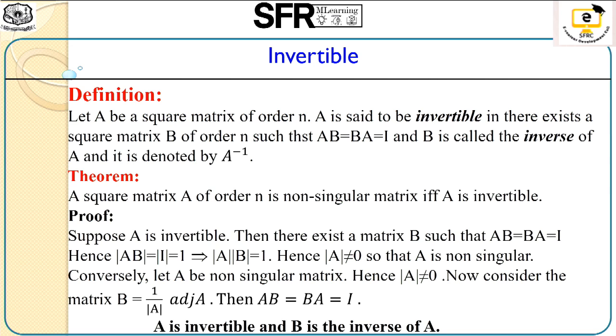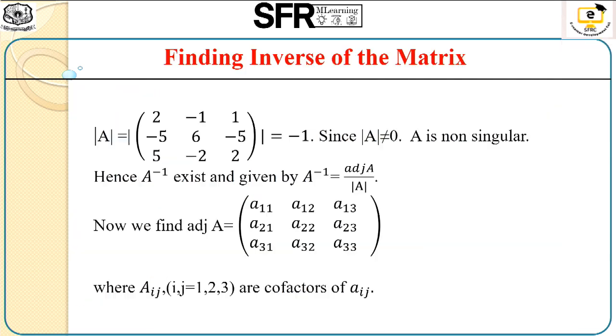Conversely, let A be a non-singular matrix, and hence determinant A is not equal to 0. Now consider the matrix B, that is the inverse of A, which is 1 by determinant A into adjoint of A, hence AB equal to BA equal to I. So A is invertible and B is the inverse of A. We can prove it like this. It is a very main thing.